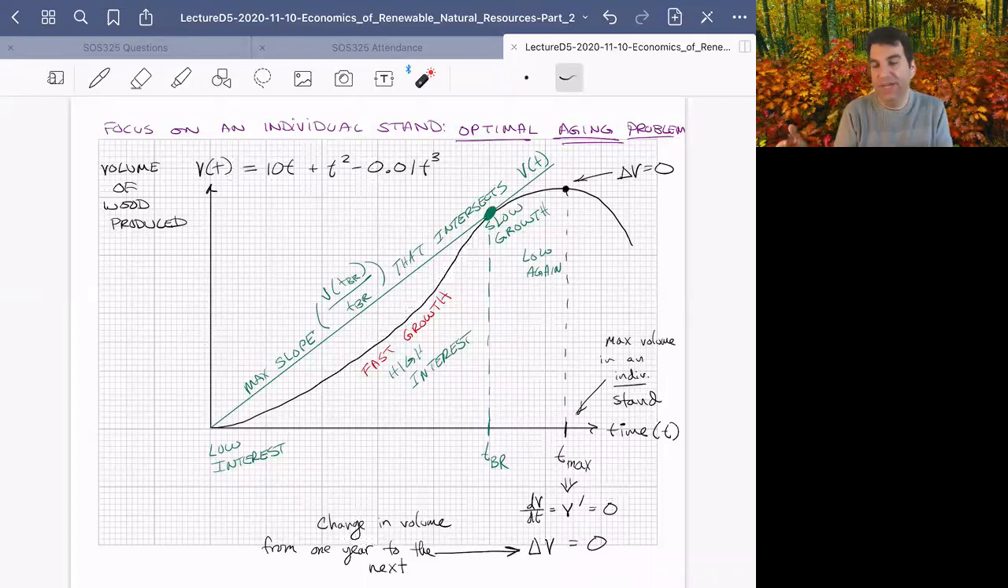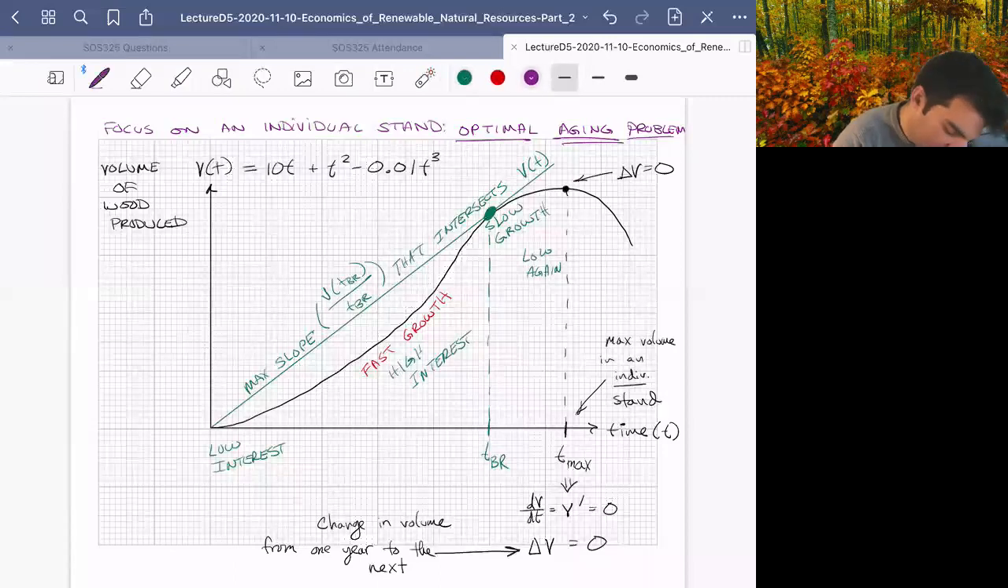So that's what this MAI maximizing does. So this is the MAI maximizing.